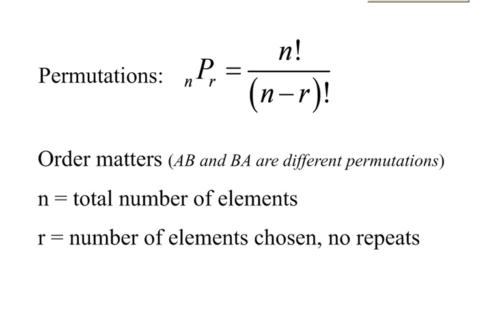All right, for permutations, we did permutations yesterday, but we also have a formula that's a little different than the way we did it yesterday. And our formula is n factorial over n minus r factorial. In permutations, order matters. So AB and BA are completely different answers, so we have to count them separately. N is the total number of elements, and r is the number we are choosing. And in this formula, there can be no repeats. So some problems yesterday had repeats. You could not use this formula to work with those.